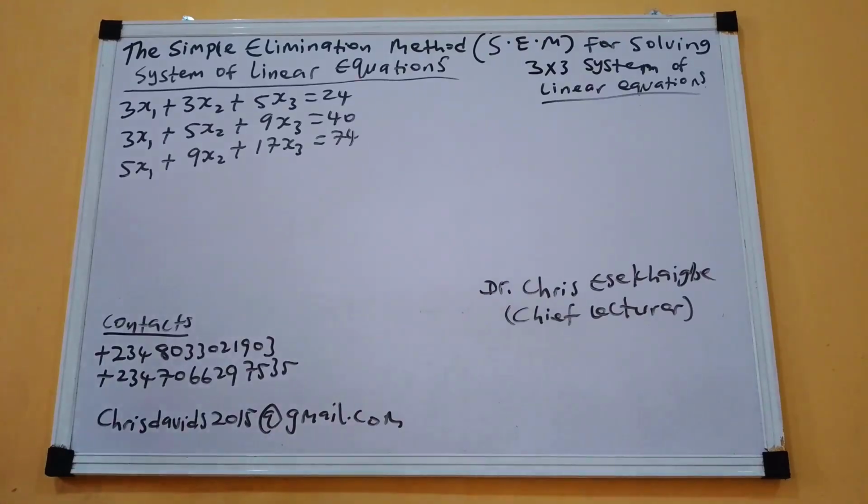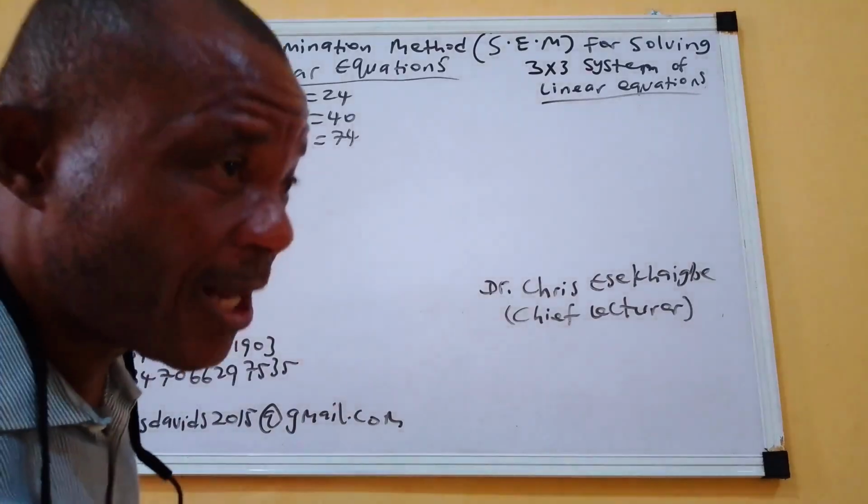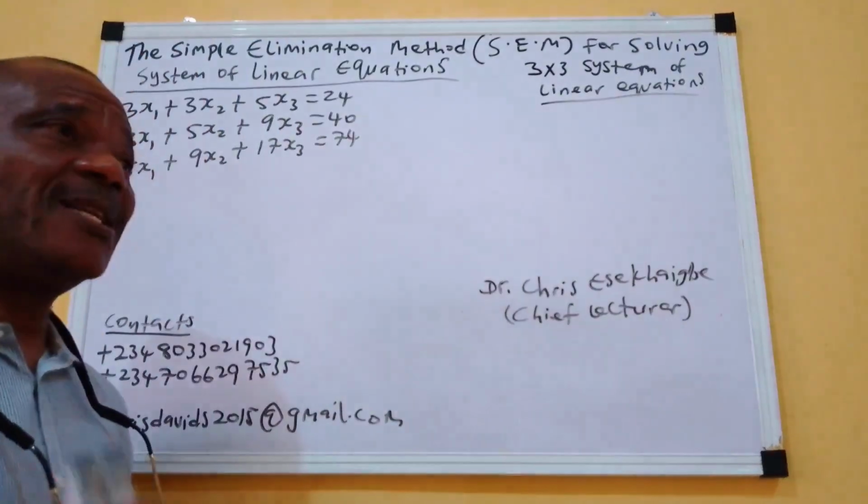This is the problem we have been solving at the introduction of the topic solution of system of linear equations. We used the matrix inversion method to solve this particular problem. We got x1 equal to 1, x2 equal to 2, and x3 equal to 3. We also used the Gaussian elimination method to solve the same problem in our last video, and we got the same result. It means that this particular system is consistent and is unique.